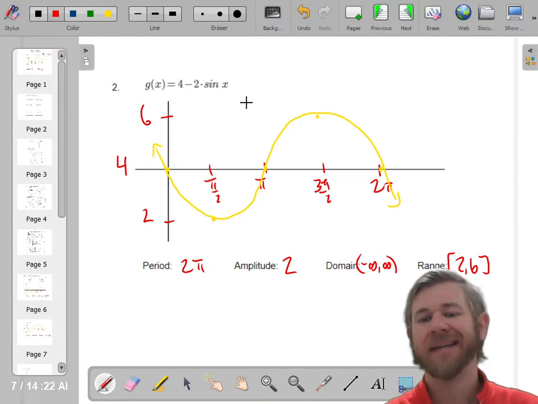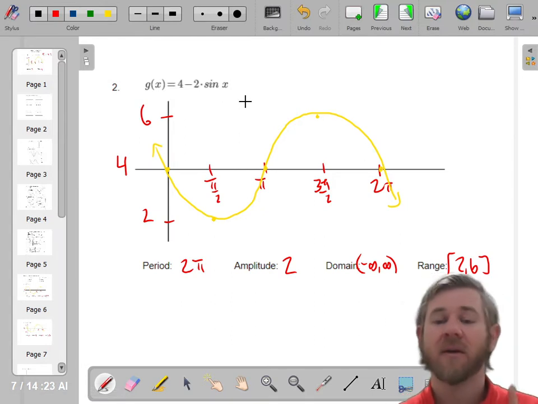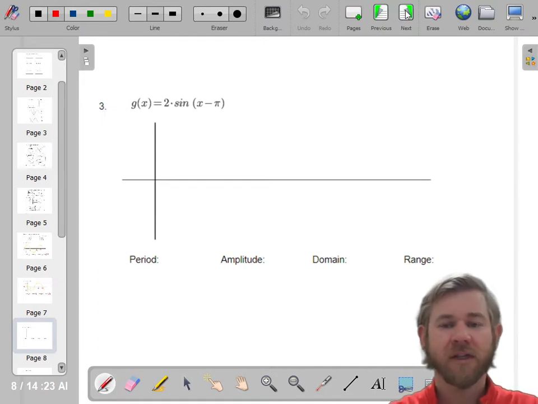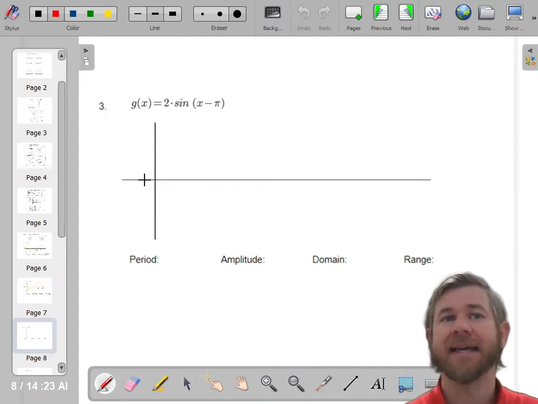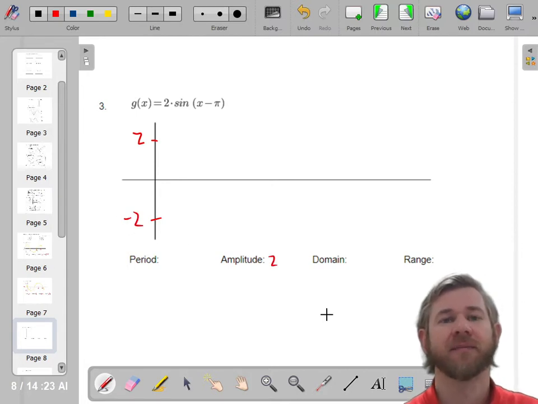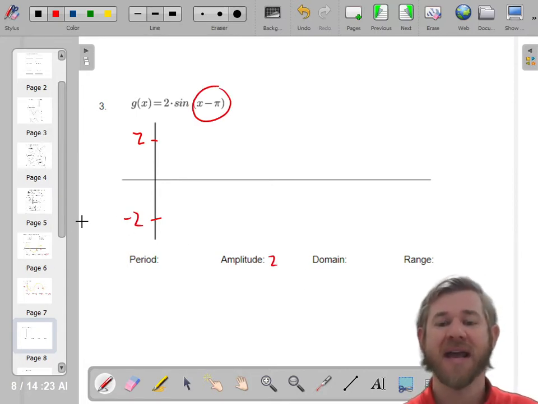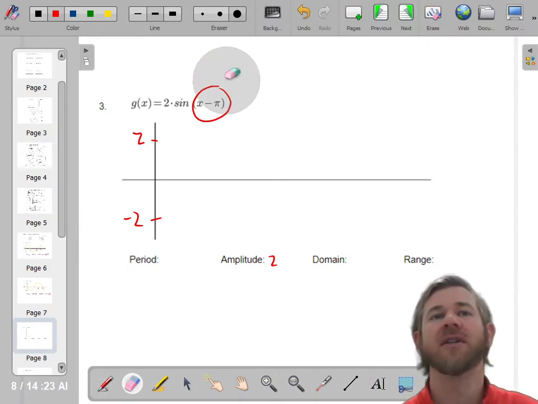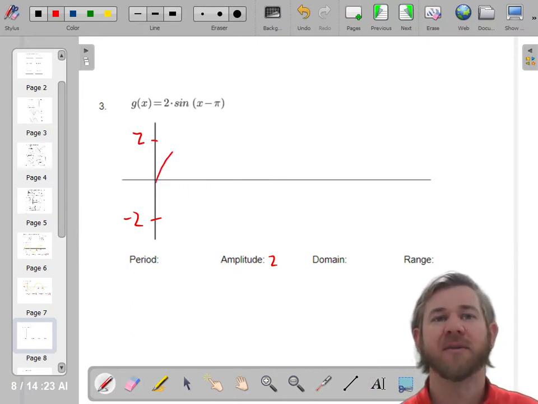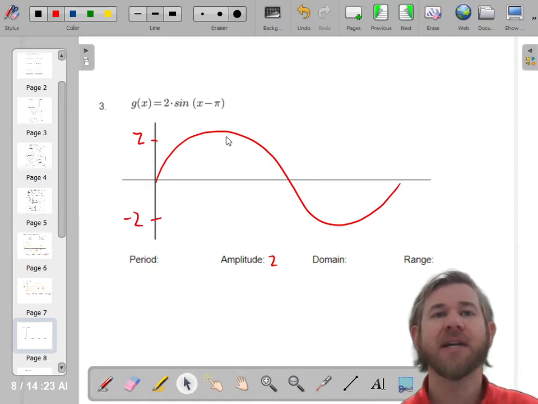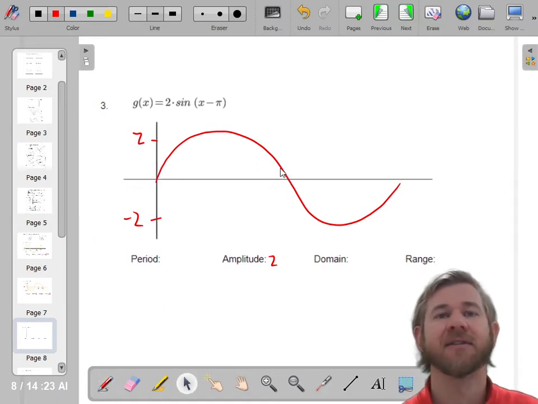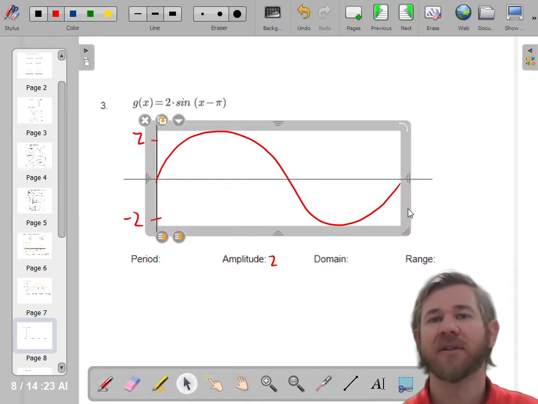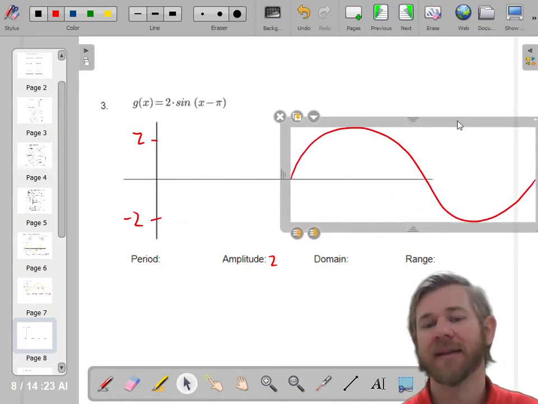Okay. Vertical shifts, not a big deal. Horizontal shifts, let's try one of those. So first thing, you've got a 2 on the outside. That's the amplitude. Now there's no vertical shift, so it will be plus and minus 2. But this x minus pi is what's going to get you. So x minus pi means this whole function is going to move to the right pi. So instead of looking like this, we could redraw this and say, well, actually, it doesn't start until it hits pi, which is normally in the middle. So it looks something like this.